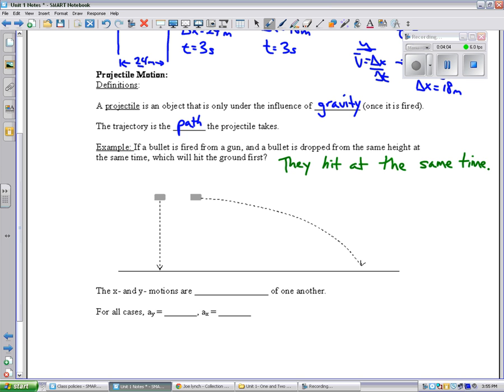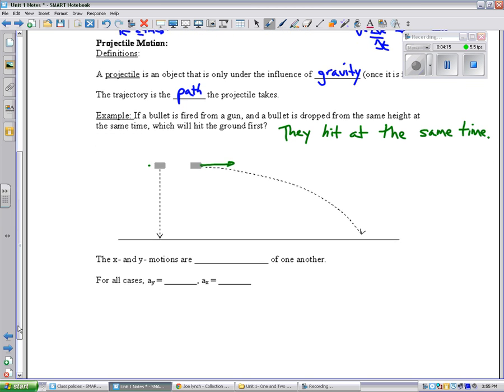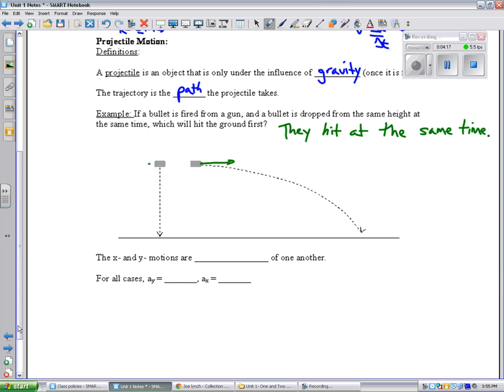It doesn't matter that this bullet starts out shooting sideways and the other one starts with a velocity of 0 and just goes straight down. They're going to hit at the same time. So their vertical motion is the same, even though their horizontal motions are different. And the vertical and horizontal motions are independent of one another. And for all cases of this, the acceleration in the y direction is going to be gravity, so we're going to use -10.